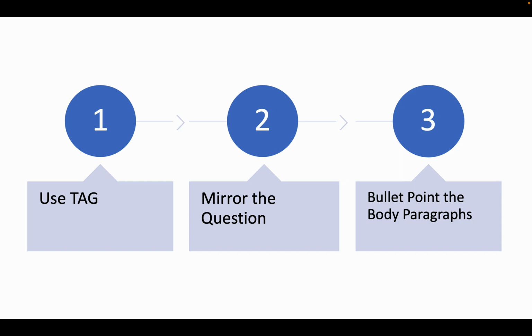So as I said earlier, this is designed to be step one of a three-step process. The first step is use TAG. Step two is to mirror the question. And step three is to bullet point the body paragraphs. So today we'll be focusing on step one, using TAG.